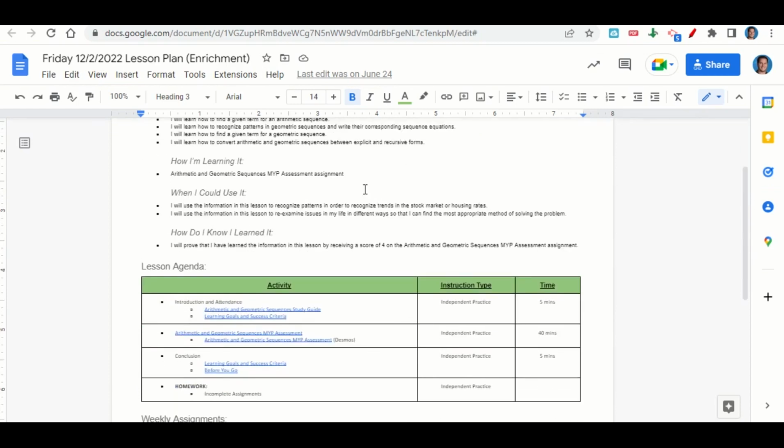Now let's take a look at our agenda for today. We will begin by going over the learning goals and success criteria. While we do that, you'll submit your Arithmetic and Geometric Sequences study guide. After that, I'll give you time to complete the Arithmetic and Geometric Sequences MYP assessment assignment on Desmos. At the end of class, we'll go back over our learning goals and success criteria while you fill out your exit ticket before you go. Your only homework for tonight is to work on any incomplete assignments that you may have.